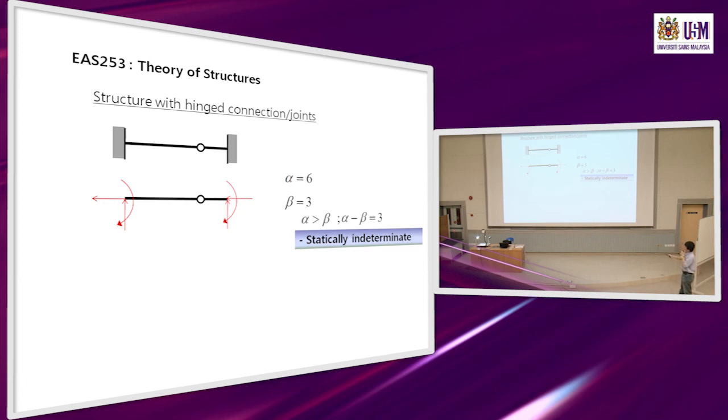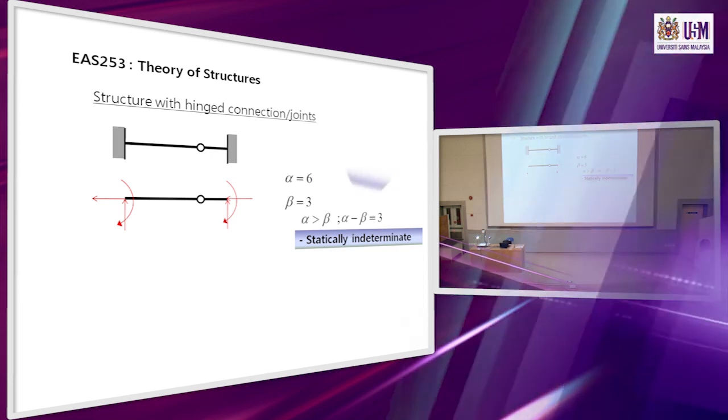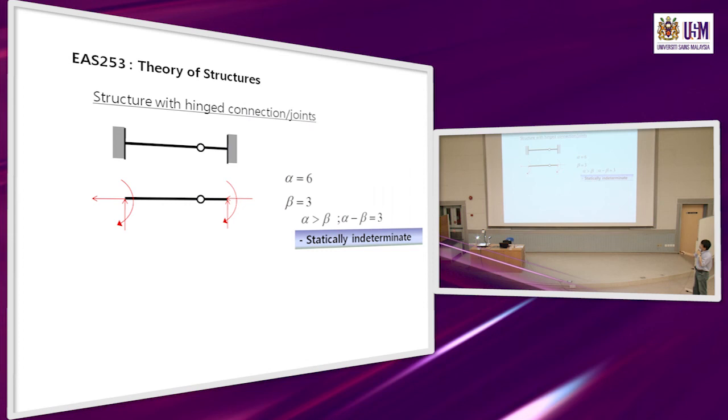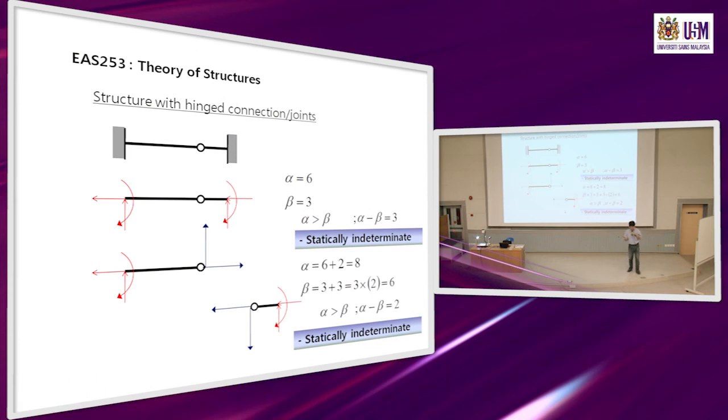You get 4 equilibrium equations, 3 coming from the whole structures. We know that for the whole structures, the whole free body diagram, there's only 3. But in this problem, because of this hinge here, there is one extra equilibrium equation. So the equilibrium equations become 3 plus 1, which is 4. So beta is 4, alpha is equal to 6, 6 minus 4, you get 2. So this is the correct one.